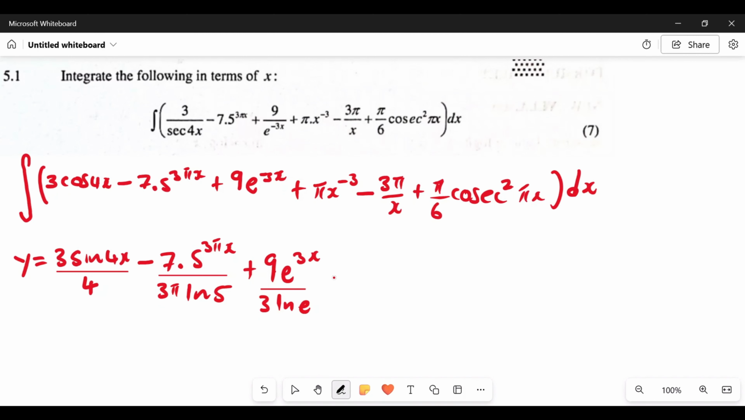All right, let's do the fourth term. We say plus, as you can see, the fourth term is pi multiplied by x to the power of -3. So this is a standard integral.